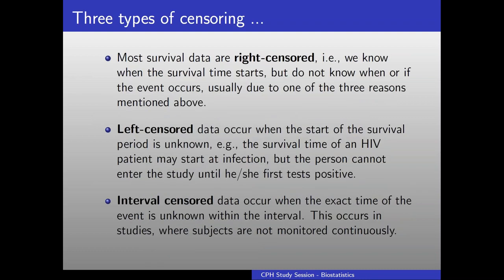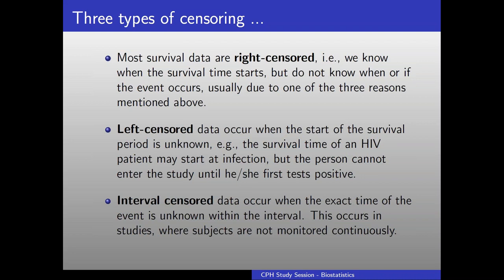When you're talking about censoring, there are three types: right censoring, left censoring, and interval censoring. Right censoring, which is the most common, is the situation when you know when the survival time starts. So you know when you started observing them, but you don't know when they experienced the event. Or more practically, your study ends before this person experiences the event.